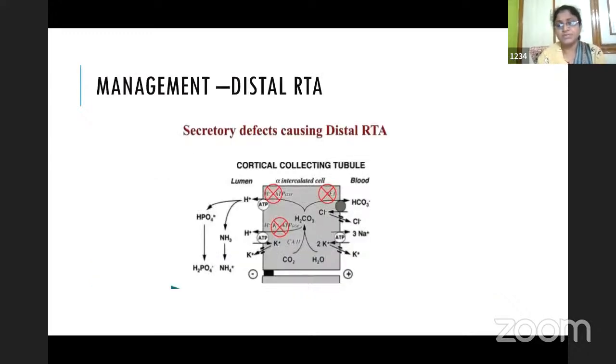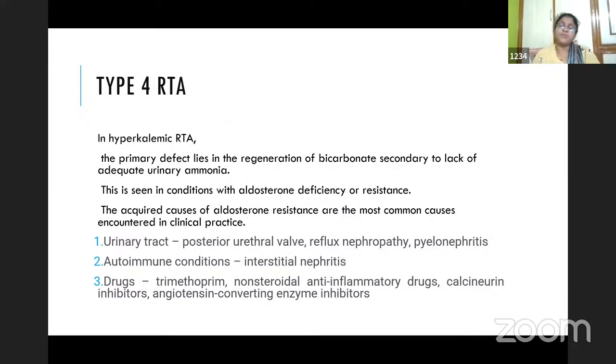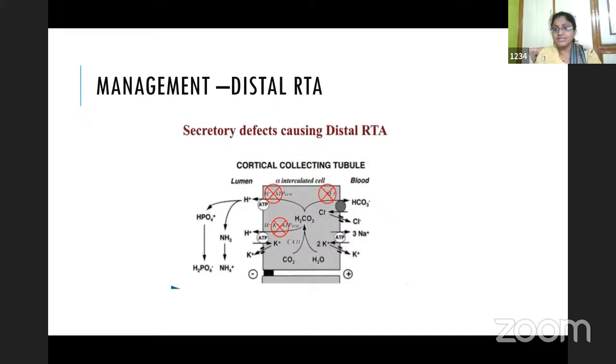So now we have come this far. I have tried to impress upon you the various clinical presentations, the various causes, and how you approach these patients. Now we will go to the management of these cases. First we will go to type 1 RTA, that is distal RTA.